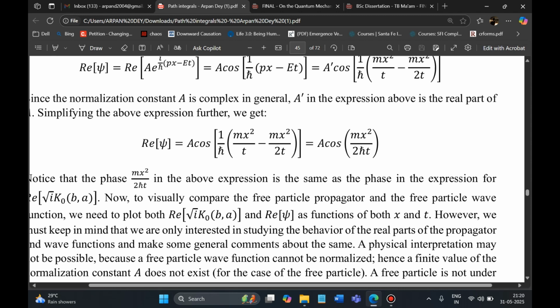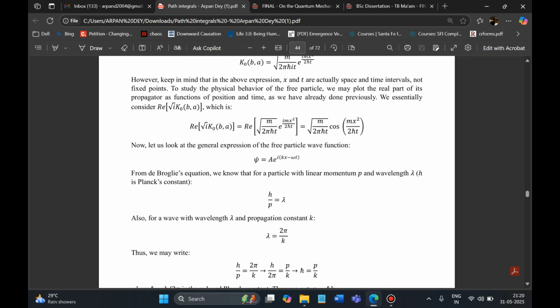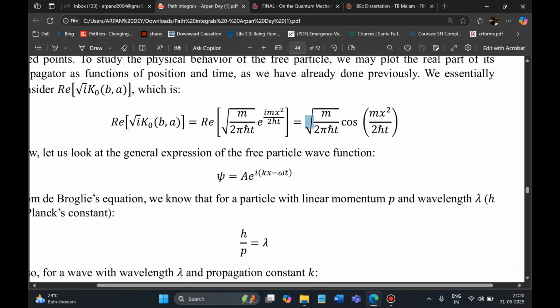Now notice one thing. This is the phase of the real part of psi, mx square over 2h bar t. And what was the phase of the real part of the propagator for a free particle? That was also mx square over 2h bar t. So the phase is the same in both the cases. However, the amplitude of this normalizing factor is different.